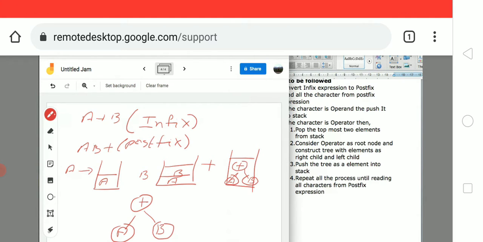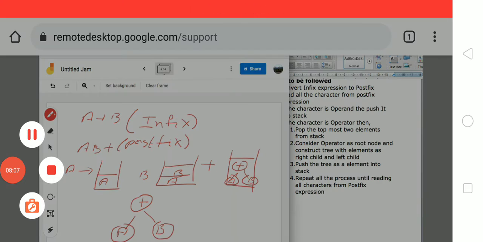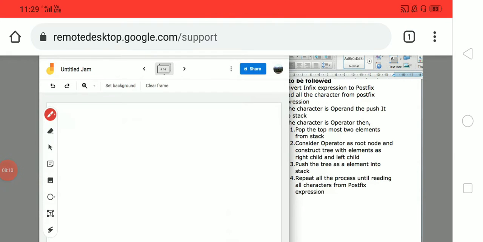Now let us go to another example. Here I am taking another expression: A plus B into C minus D. Here it is the infix expression. Now we have to convert this infix into postfix.